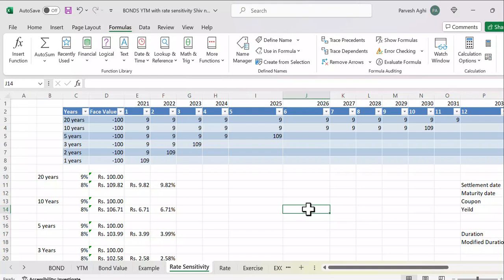That is what I have explained. Bonds which have a higher Macaulay's duration will be more sensitive to the interest rates. Okay, fine. This was our understanding only.